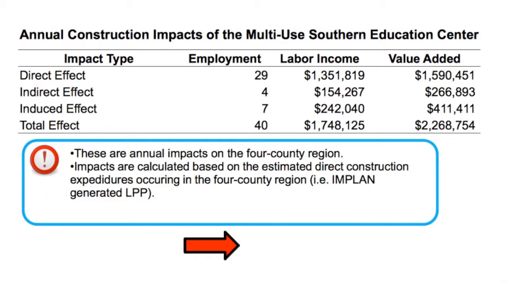Multi-use scenario, again, in terms of infrastructure and the construction, tend to be very similar to the previous scenario. Employment will be 40 jobs, $1.7 million in labor income, and a $2.3 million in value added. Again, it has to do with the type of the construction, types of offices, infrastructure, and things like that.